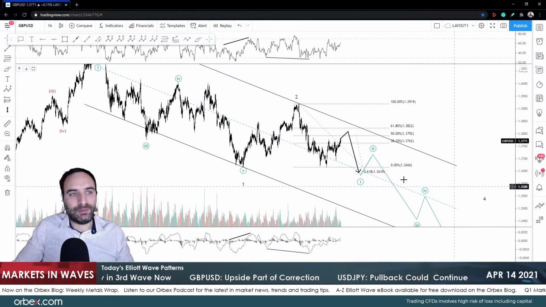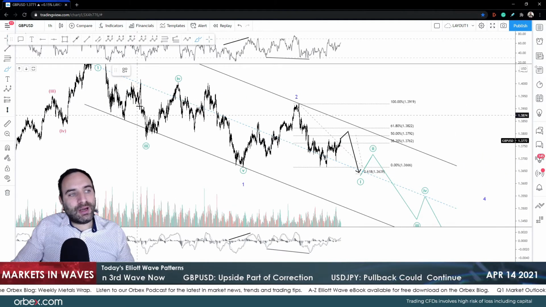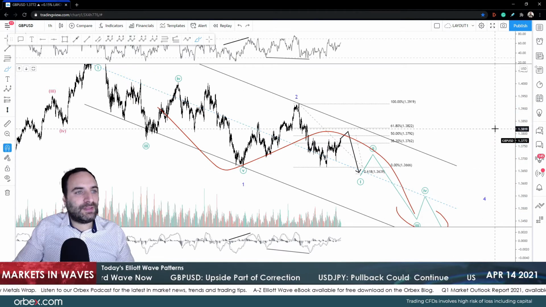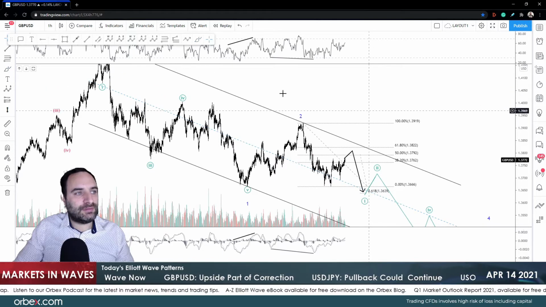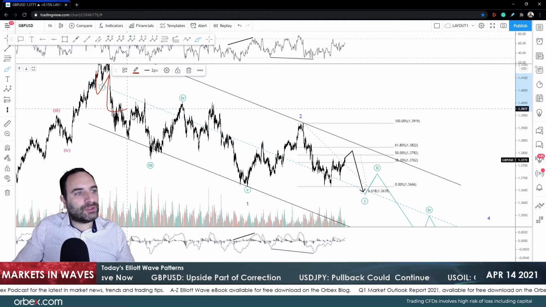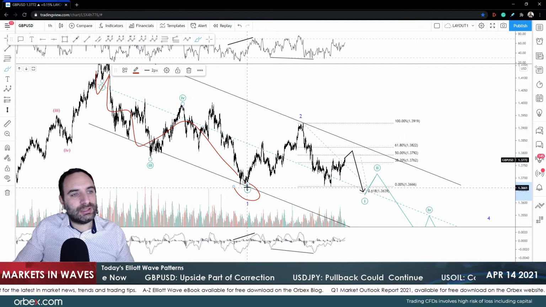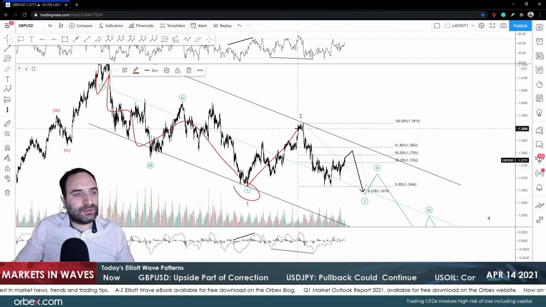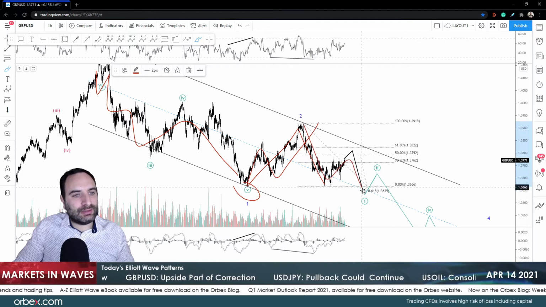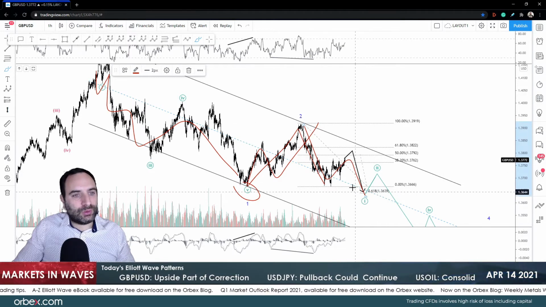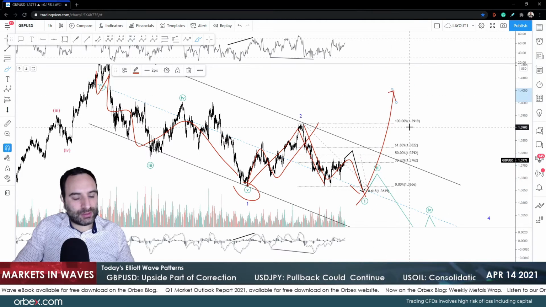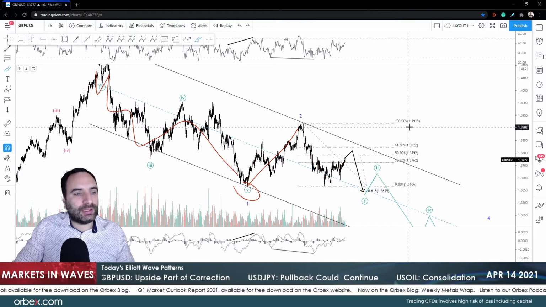The alternative count is that this is an ABC only, and we're going to start moving up. If that were the case, we might just get something like AB, and then 1, 2, 3, 4, and 5 over here for C, then some sort of move down, an ABC, and then another ABC, and we're going to get the end of the WXY in here, which means we can start moving up sooner than expected.